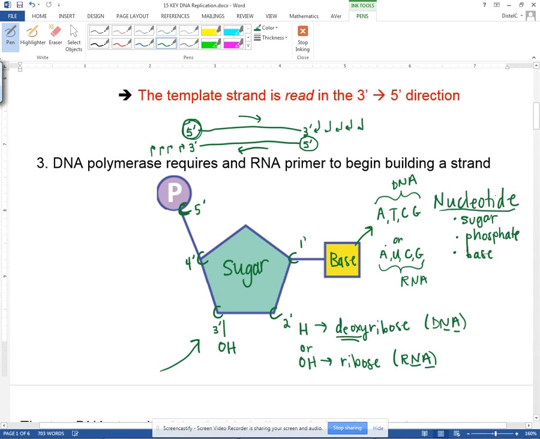So again, this is a whole picture of a nucleotide. We're looking at the parts, identifying the carbons, and this is where a new nucleotide would attach to a free 3' end. So when we're labeling DNA with the ends, this is what we're referring to. This is 3', this is 5'. We're talking about the parts of the nucleotide. Okay, I'm going to stop the video here for right now, and then you can go on to the next one if you're ready.